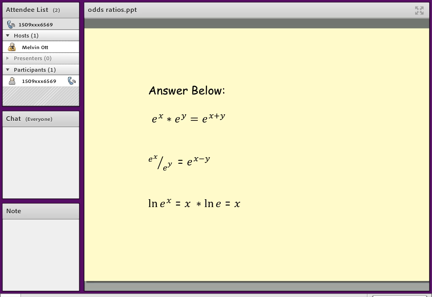e to the x times e to the y, I just add the exponents. To get their ratio, e to the x divided by e to the y, I can subtract the exponents. For the natural log of e to the x, I can take that exponent and pull it out in front of the natural log function, and then it's equal to x times the natural log of e. But the natural log of e is just 1, so this simplifies down and it's equal to x. So just some notation there that I'd like for you to be comfortable with as we go forward. That's just a short presentation, and I will stop my recording right there.